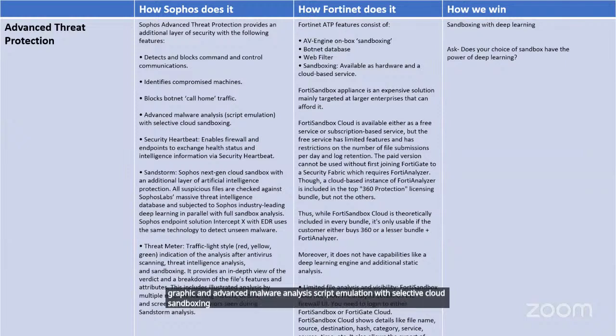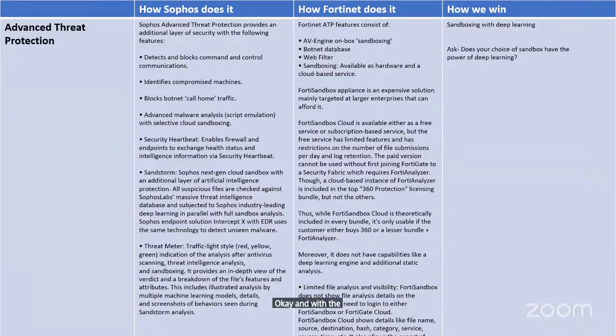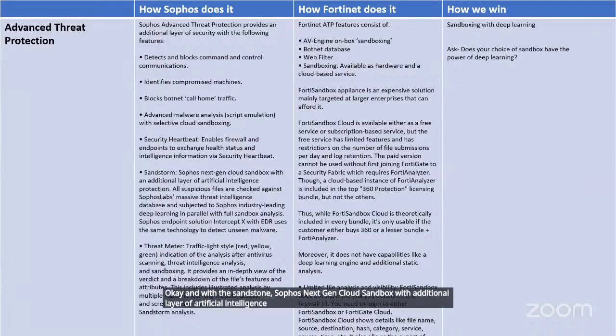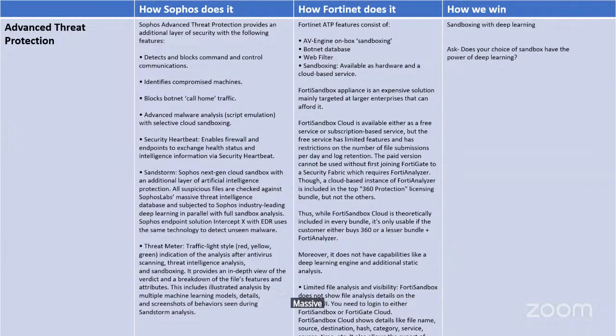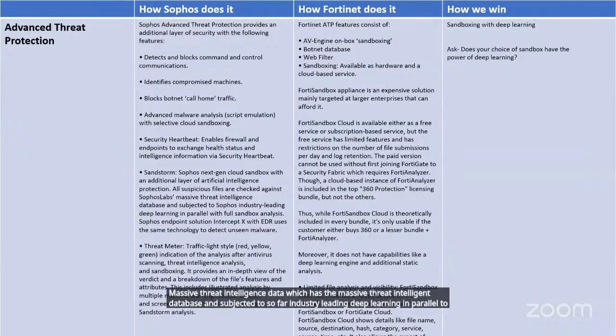Security Heartbeat enables the firewall and the endpoint to exchange health and intelligence information. It will share all the information with the firewall. And with Sandstorm, the Sophos next-gen cloud sandbox, there is an additional layer of artificial intelligence protection. All suspicious files are checked against the Sophos Labs massive threat intelligence database and subjected to Sophos industry-leading deep learning, in parallel to full sandbox analysis.